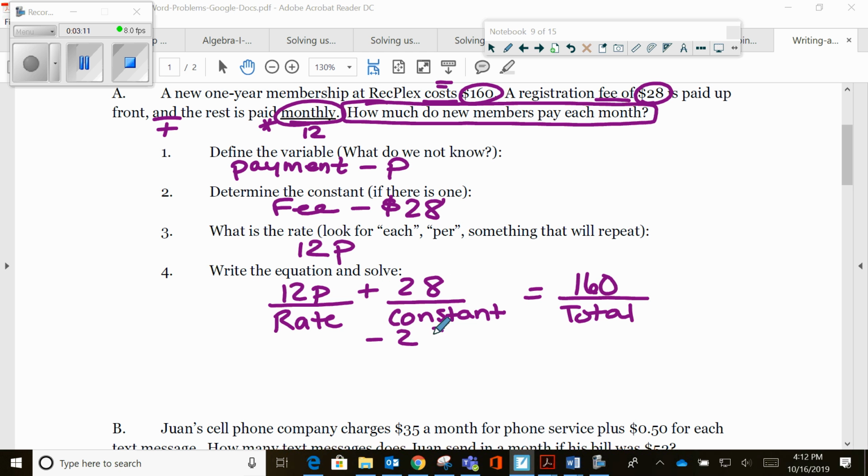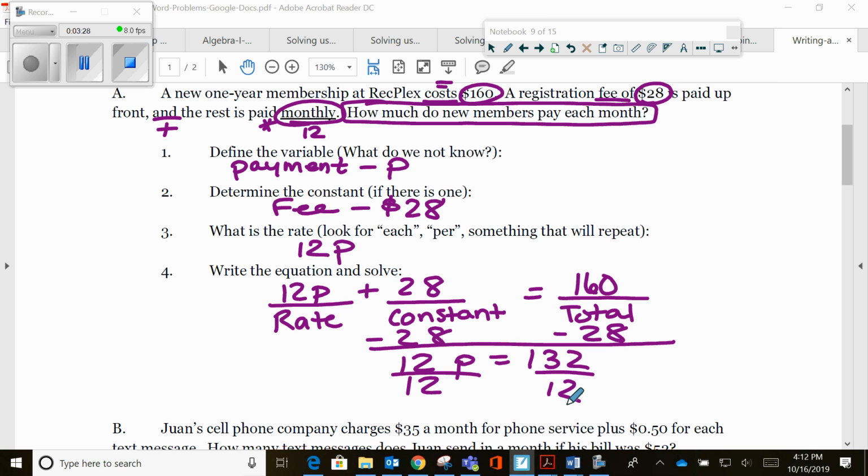I'm going to subtract the 28 from both sides, leaving me with 12P equals 132. Finally, I'm going to divide by 12, and I get P equals 11. So that means each new member paid $11 per month.